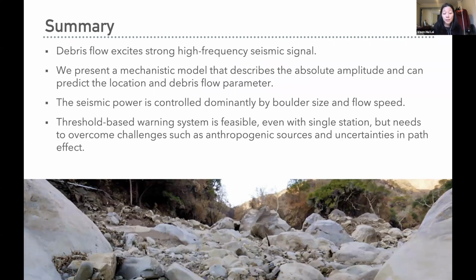So with that, as a summary, we observed that the debris flow excites strong high-frequency seismic signal, which can be described with a mechanistic model. This power is controlled dominantly by the boulder size and flow speed. And being able to describe the absolute amplitude, we can create a threshold-based warning system, but to make it more robust, we should improve our knowledge of the shallow structure. So with that, thank you, and I will take any questions.